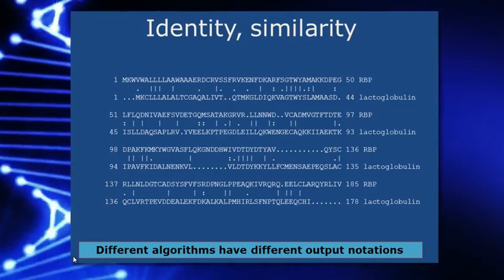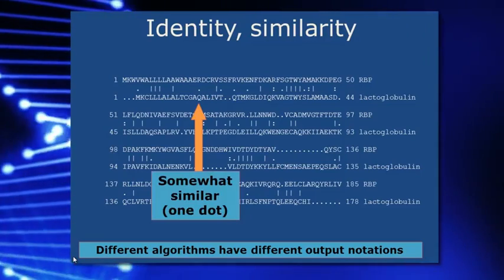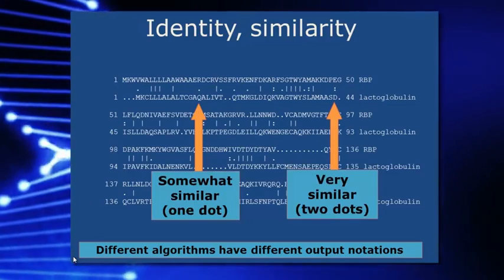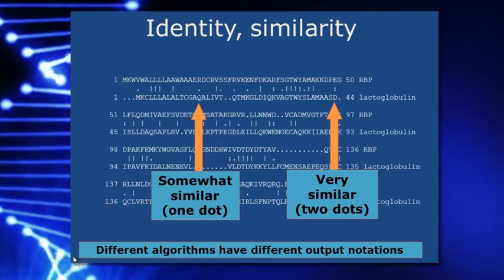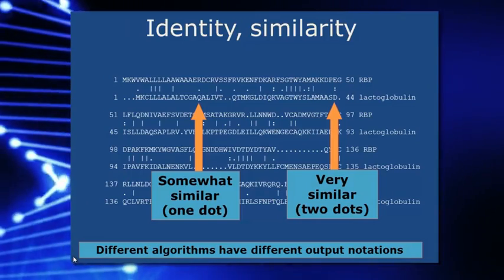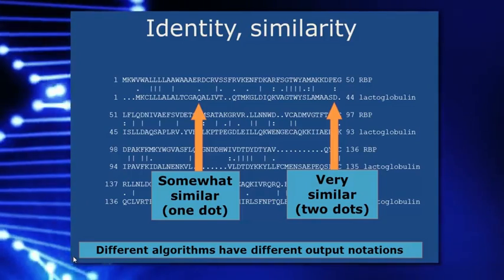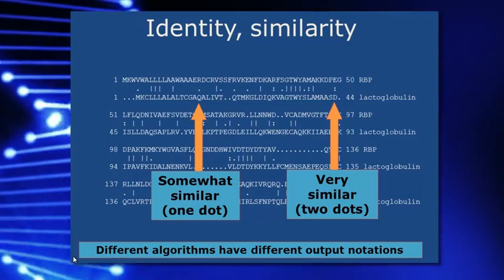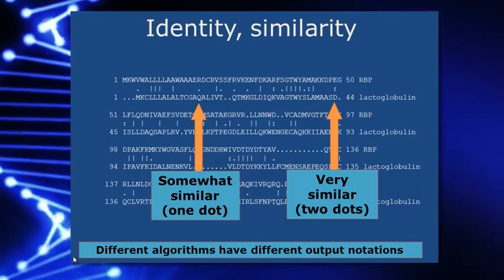Well, there are 2 levels of similarity. For somewhat similar, you get 1 dot, and for very similar, you get 2 dots. That's really the only difference in this output versus what we saw with BLAST and L-align. Just note that different algorithms show different outputs, and be aware of that when you do pairwise alignment.